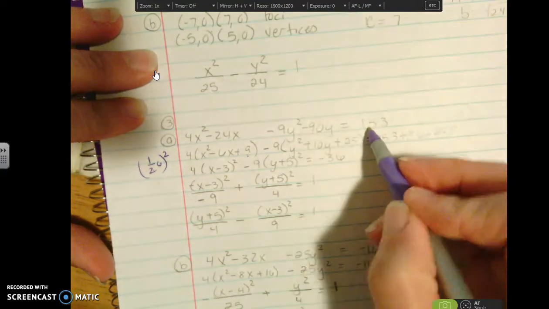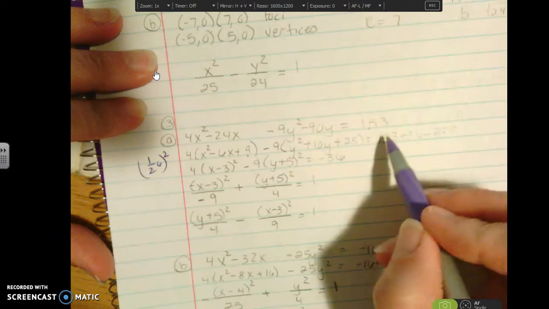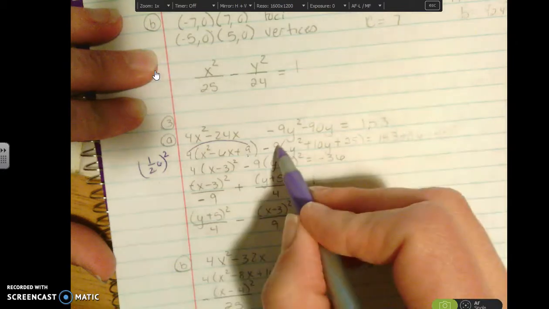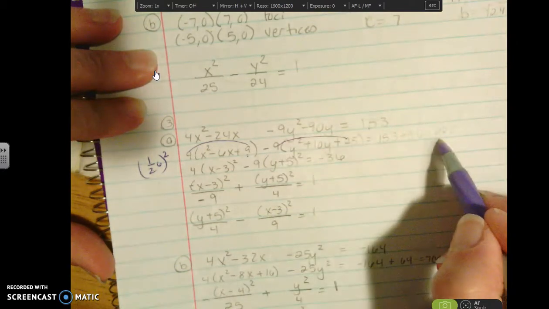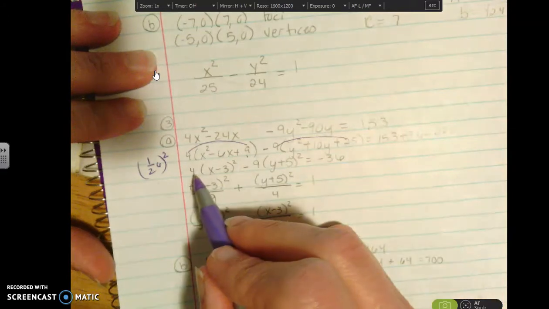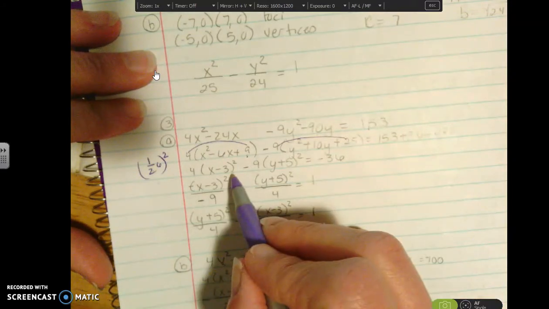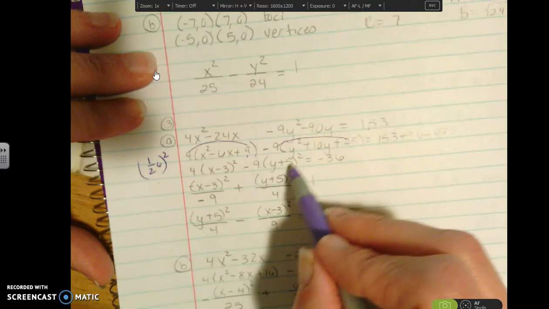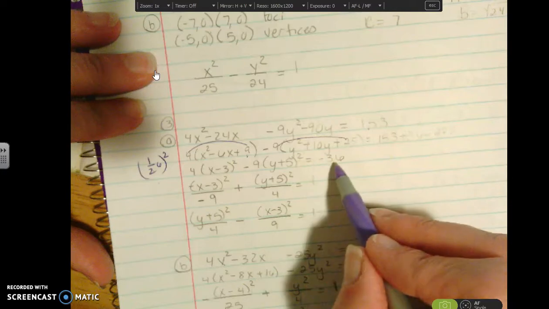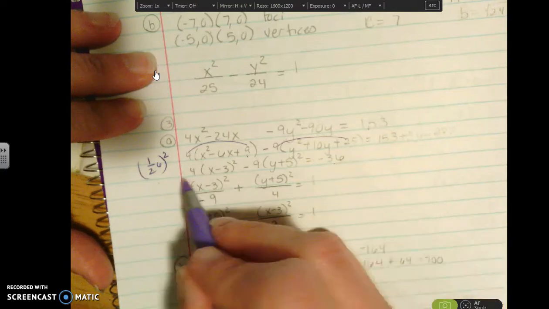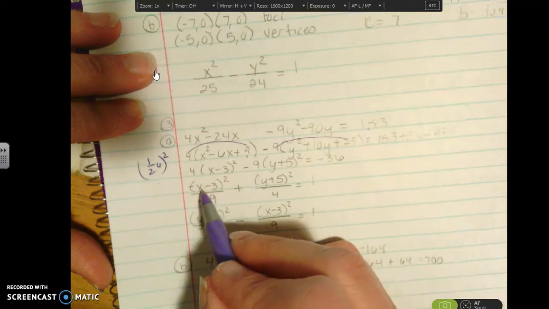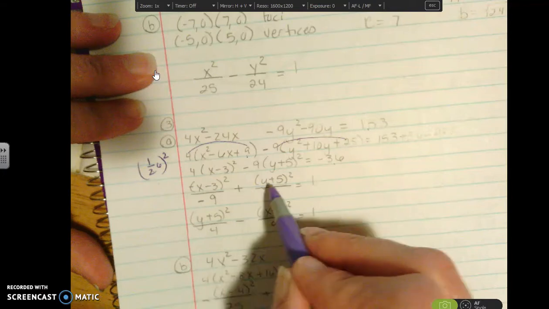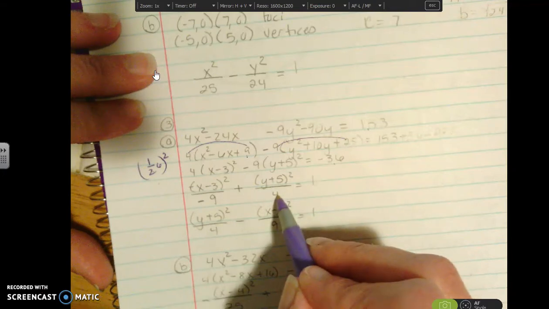The 153 was moved from that side to the other side, but then I have to remember to add the 36, and I have to subtract the 225 because that's a negative 9. So I have 4, and then I have x minus 3 once I do my trinomial square, and I have y plus 5 squared. This ends up to be negative 36. I would divide everything by negative 36, so I end up with x minus 3 squared and a negative 9, and y plus 5 squared and a 4.